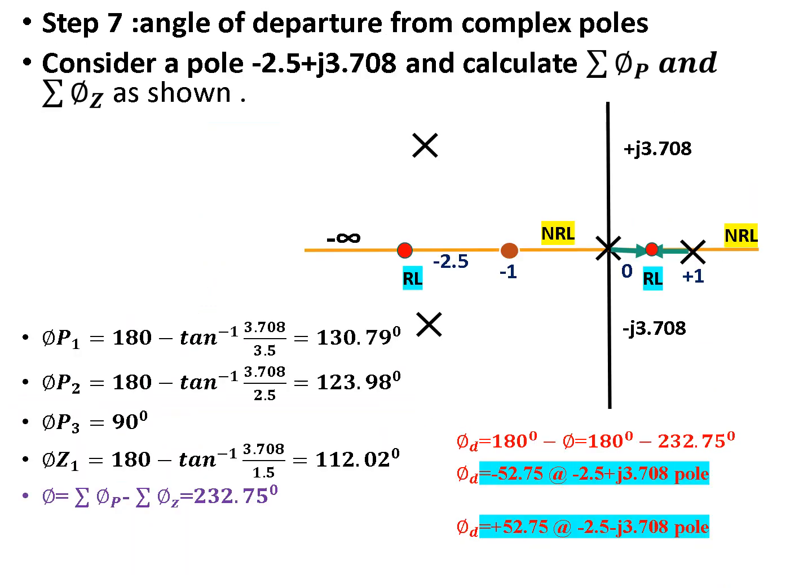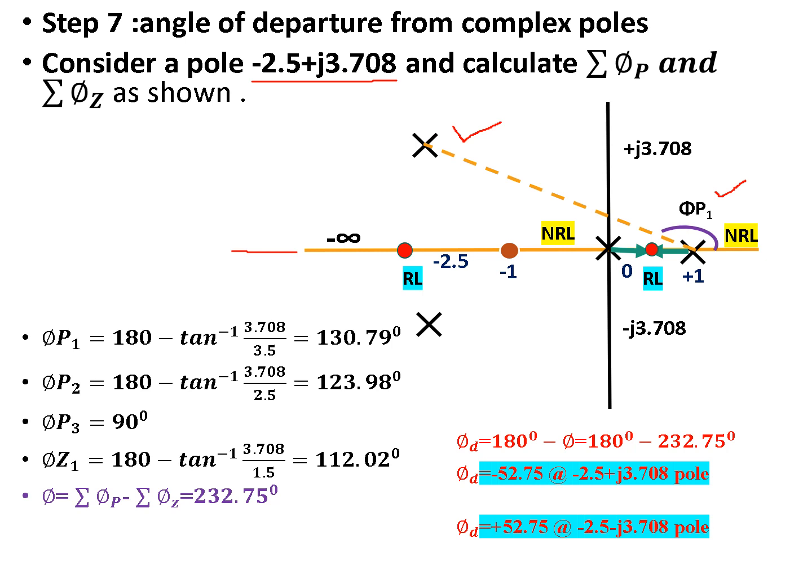Step 7. Angle of departure from complex pole. Now let us consider a complex pole at minus 2.5 plus j 3.708. To find the angle of departure, we need to find the individual angles, that is summation phi p and summation phi z. Now let us draw a line from the pole minus 1 and the angle made is phi p1, and what we are interested in is this angle phi p1. To get this, we know that the total angle made by this line is 180 degree. So it is 180 degree minus tan inverse of 3.708 divided by 3.5.